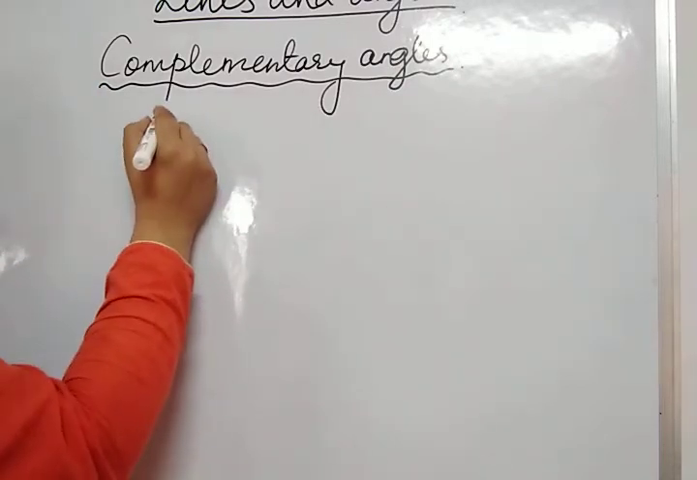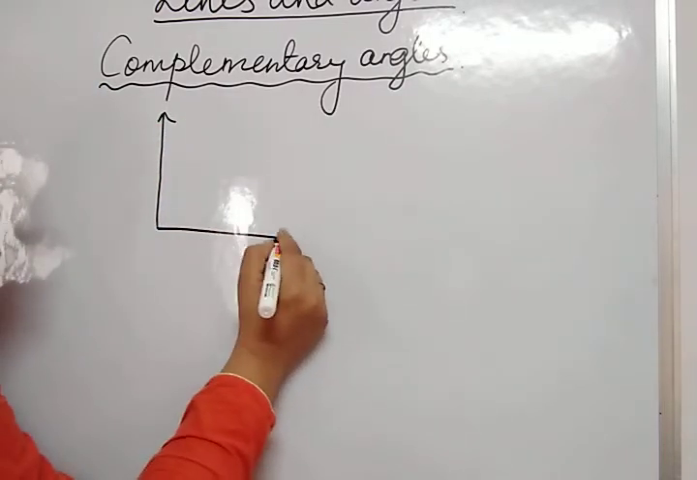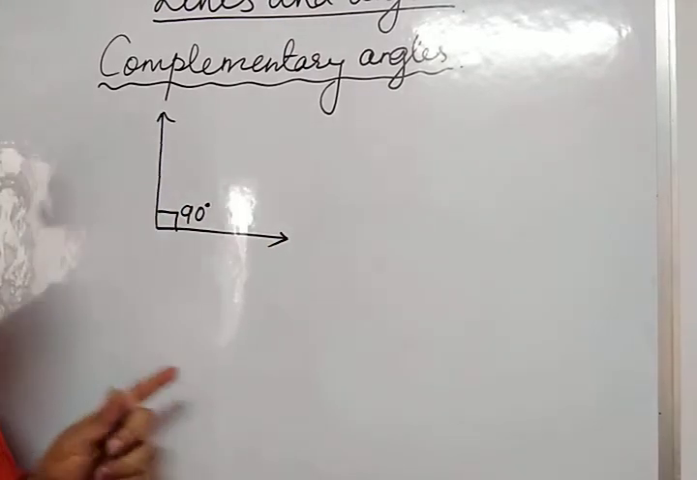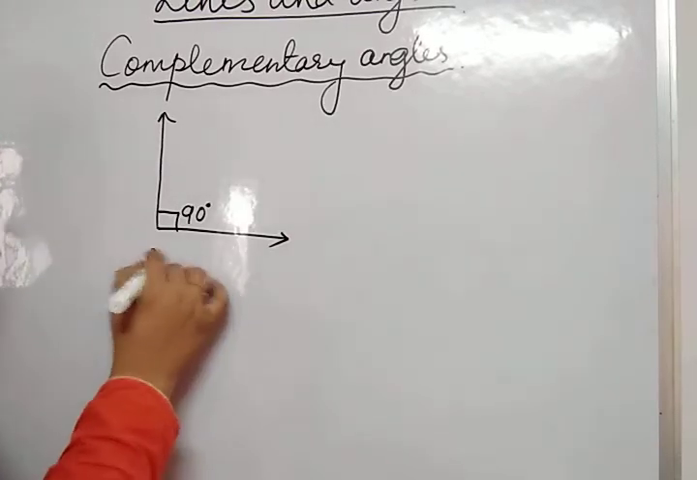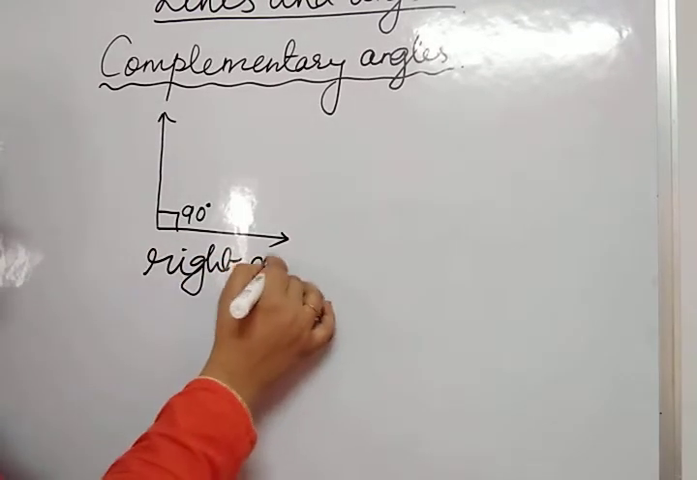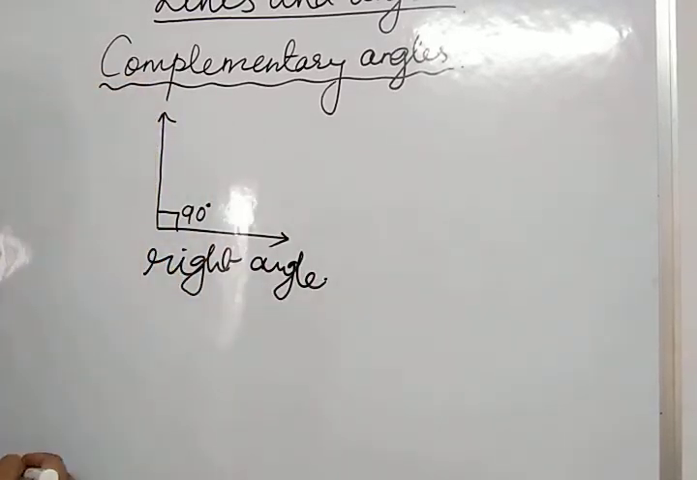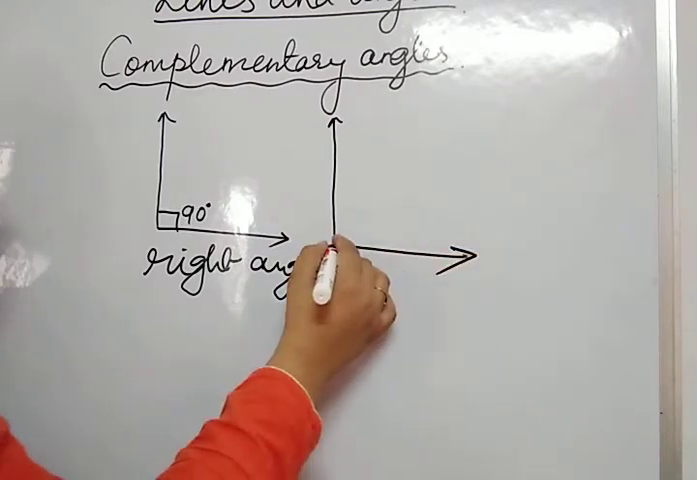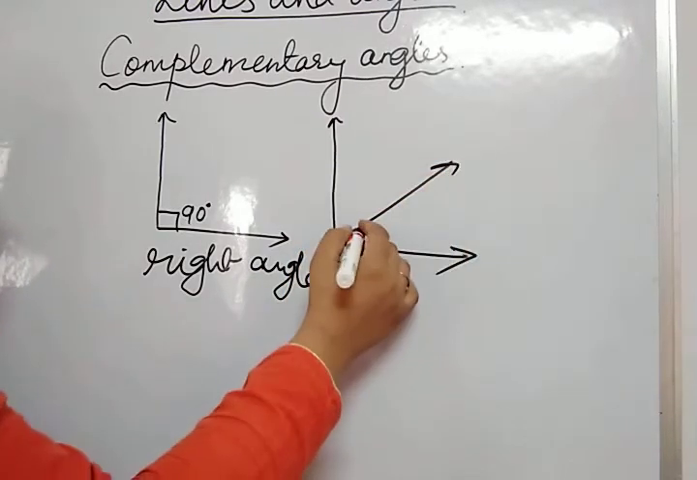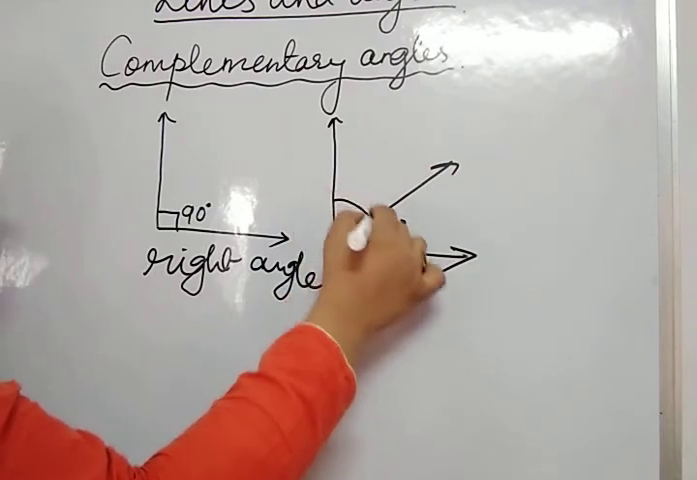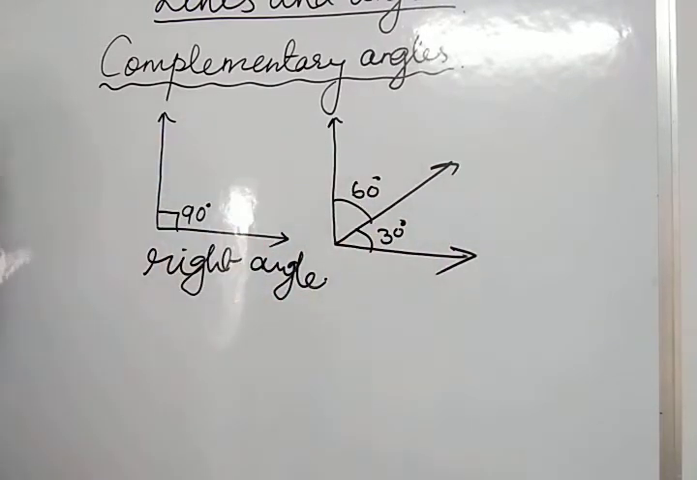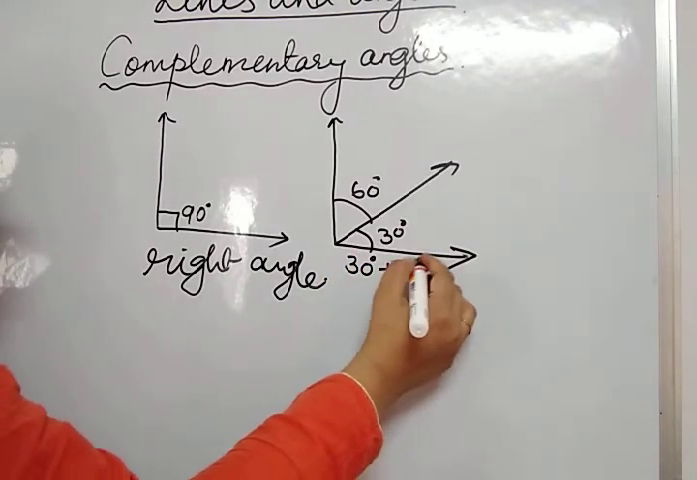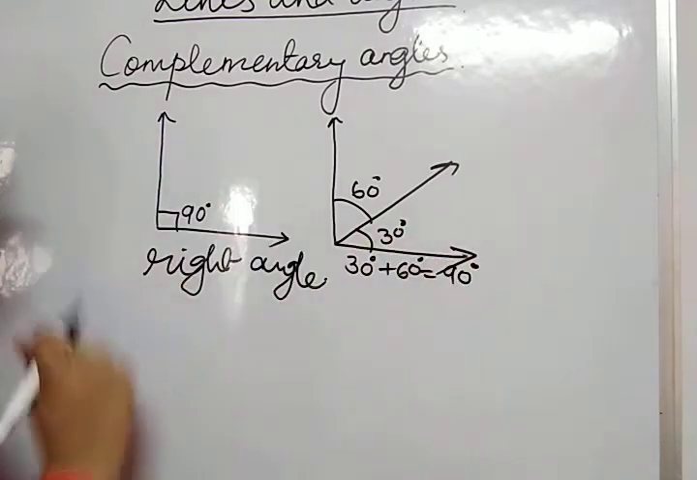As you know that if a measure of an angle is 90 degree, then the angle is said to be right angle. This is right angle. But if we divide this angle into two parts like 30 degree and 60 degree, then their sum will be equal to 90. 30 plus 60 equals to 90 degree.